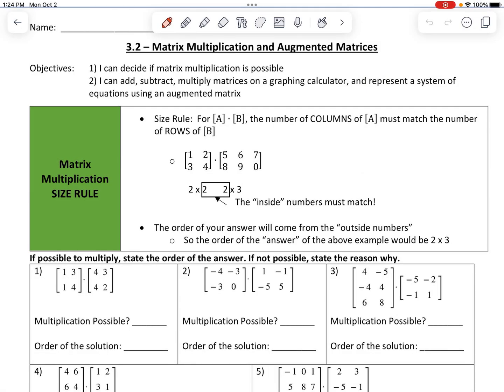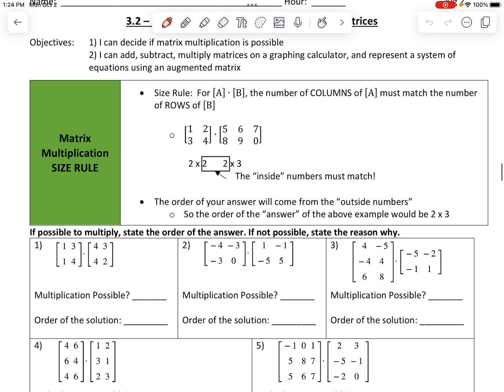All right, today we are covering section 3.2. This is over matrix multiplication, and then we'll go into augmented matrices. So when we decide that we are multiplying some matrices, we have to see if that's even possible based on the order of our matrices. And then we'll go into how we can use these on the graphing calculators.